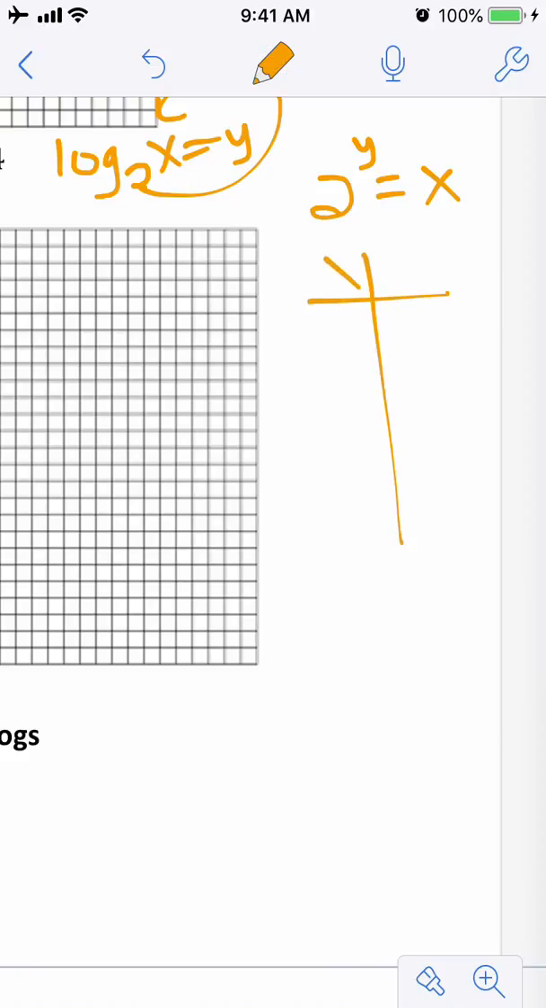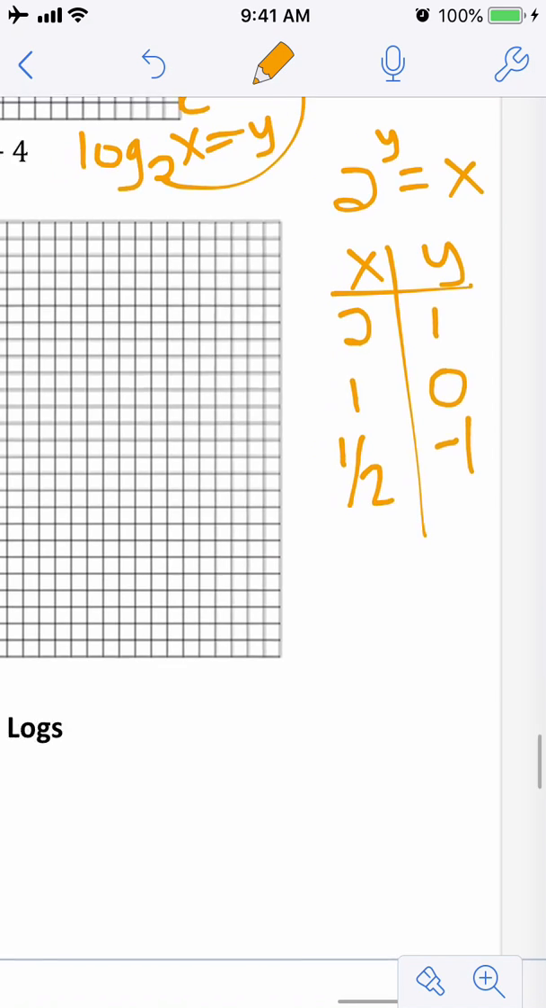So we can do the same x and y. Again, it's easier to choose y, not x. So I'm going to choose y. And I end up getting 2, 1, and 1/2, just like we did a moment ago. I'm going to go ahead and plot those. First I need axes, and I'm going to draw a heck of a better line than that.